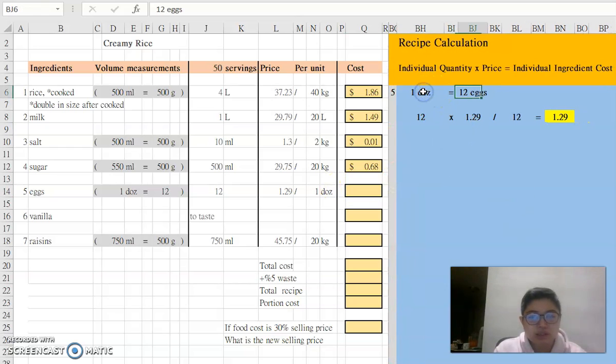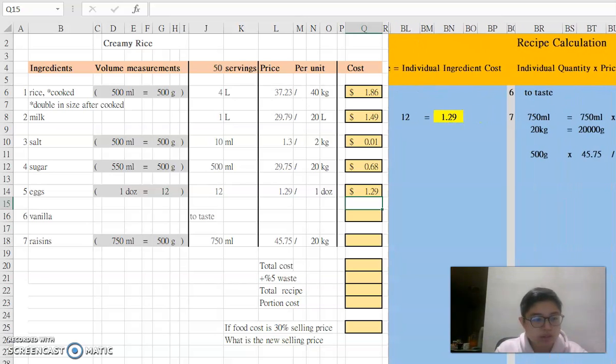Because 1 dozen is 12 eggs, so the calculation is 12, the serving size, times the cost divided by the unit 1 dozen, which is 12 now. The answer is 1.29. The calculation is 12 times 1.29 divided by 12. The answer is 1.29.